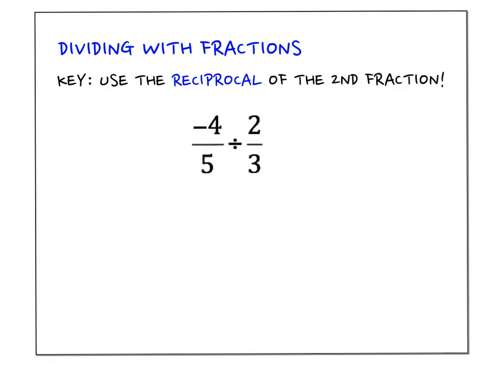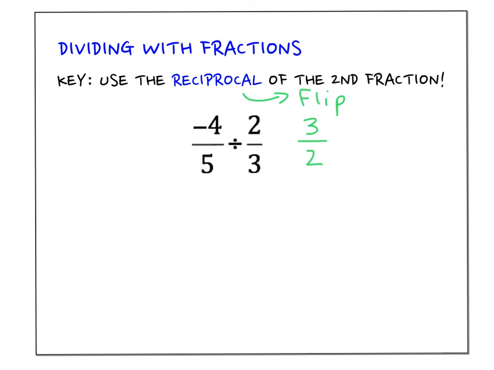The good news is that dividing with fractions is much easier. The key is that you just have to remember to use the reciprocal of the second fraction. And the reciprocal is a fancy word for really the flip or opposite of the second fraction. So if I'm looking at this problem of negative 4/5 divided by 2/3, 2/3 is the fraction that I want to flip or get the reciprocal of. To do that, I just switch the numerator and the denominator. So that would be 3/2, the reciprocal of 2/3.